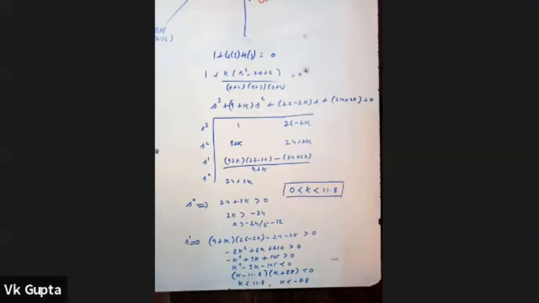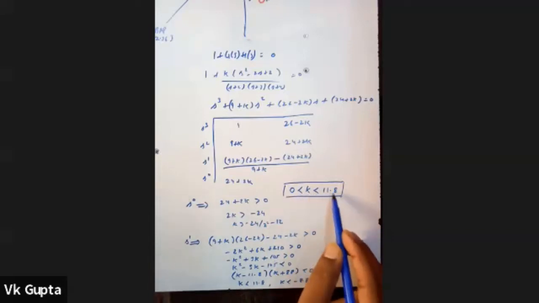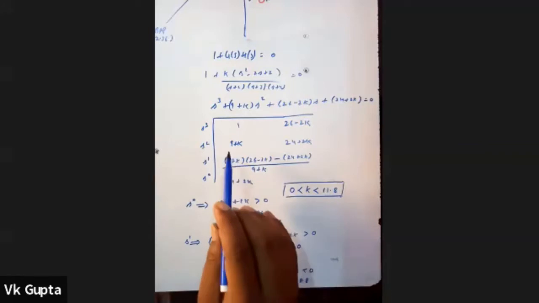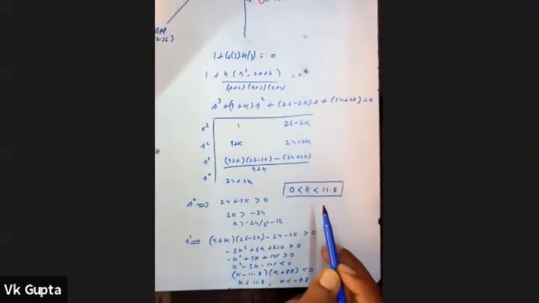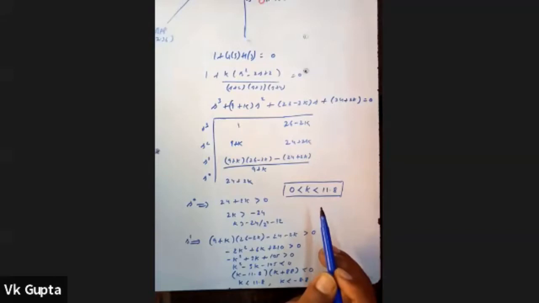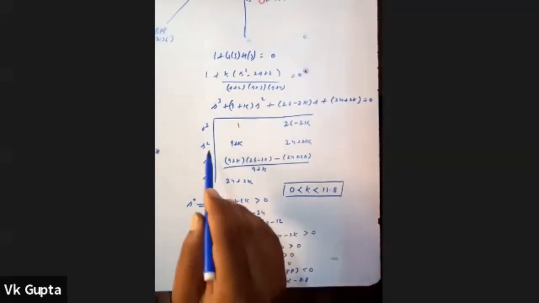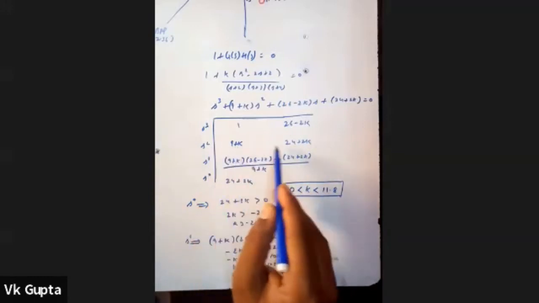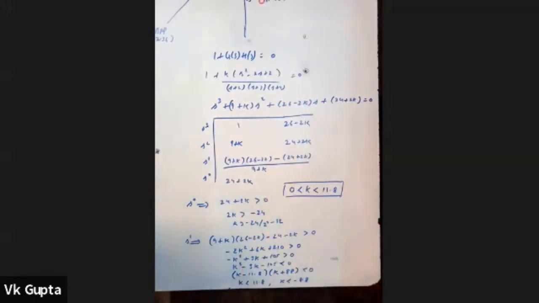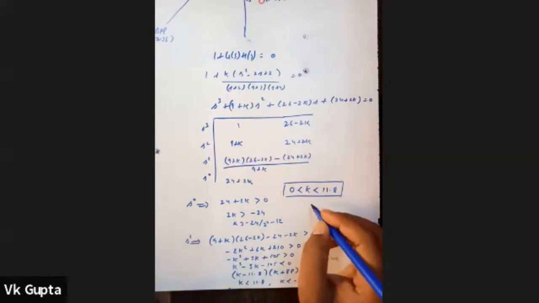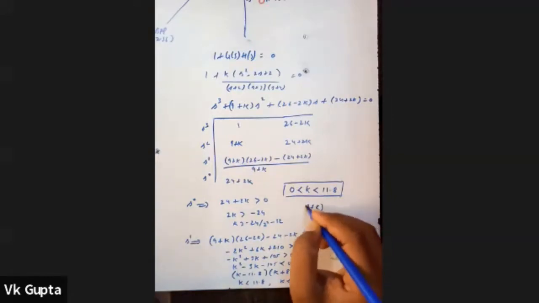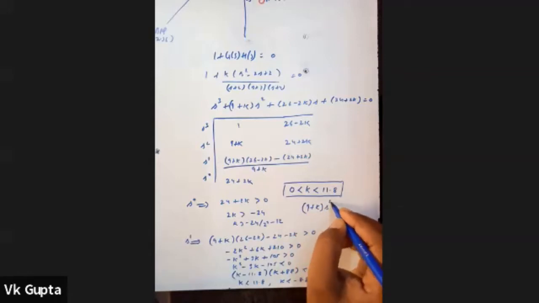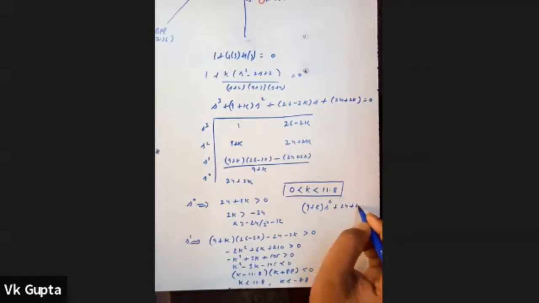Now how to find the intersection? Take k equal to 11.8 and use the s square equation. So let us do it. 9 plus k into s square plus 24 plus 2k equal to 0.